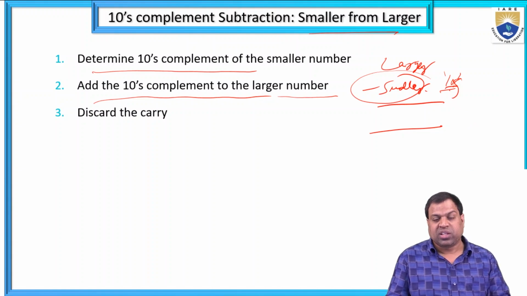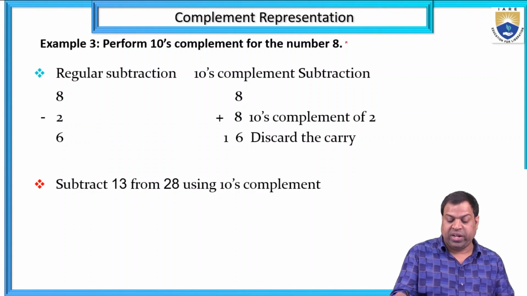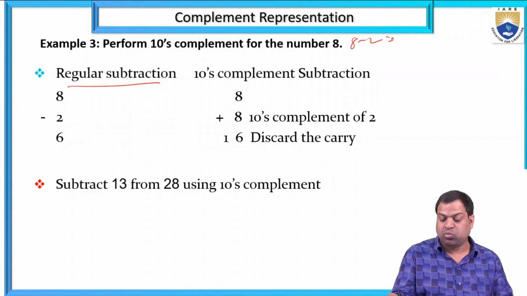If there is any carry, we neglect or discard it, we do not add it. Why? Because in the 9's complement we add the carry to the LSB, but in the 10's complement we do not add the carry to the LSB. We remove or discard the carry. Example: perform 10's complement for the number 8. What is a regular subtraction? 8 minus 2. Sorry, 8 minus 2, 6.